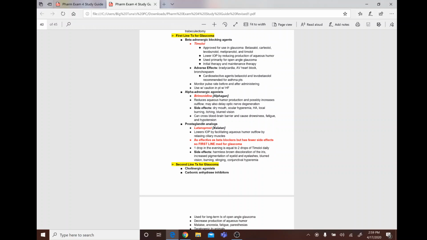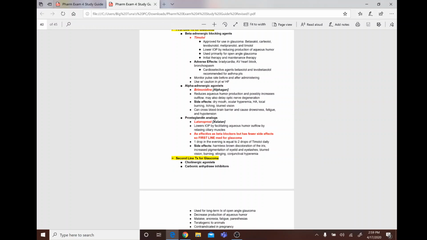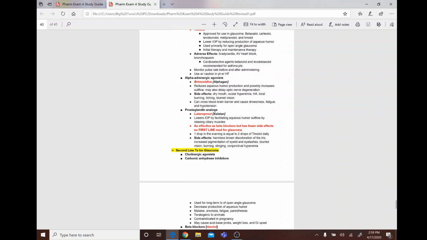Brimonidine or Alphagan is what drug class? Alpha adrenergic agonist. What is the mechanism of action of brimonidine? Reduces aqueous humor production and possibly increases outflow. It may also delay optic nerve degeneration. What are side effects of brimonidine? Dry mouth, ocular hyperemia, headache, local burning, itching, blurred vision. Potentially drowsiness, fatigue, and hypertension.